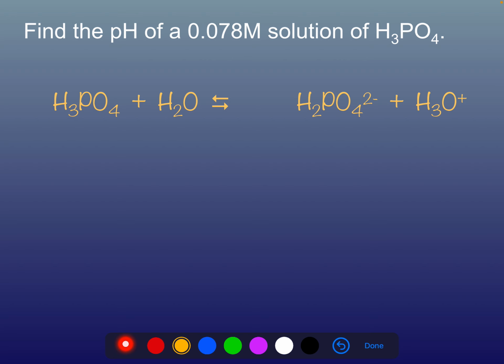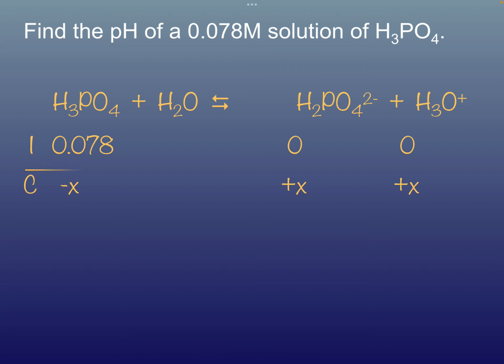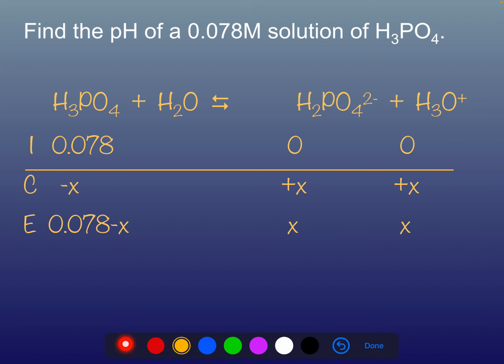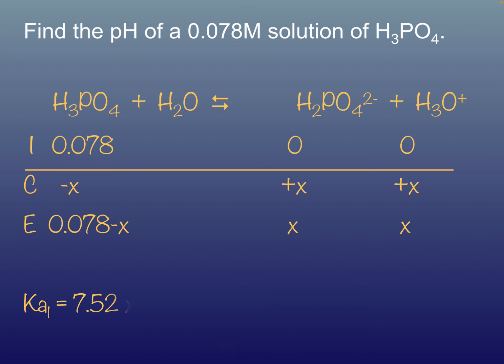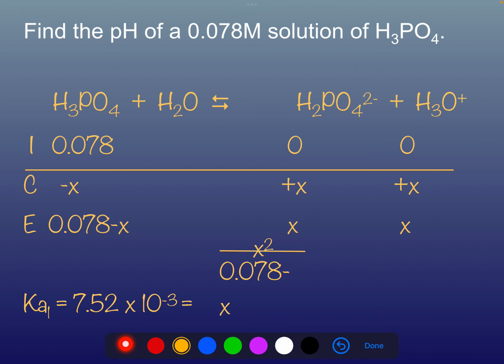We would record our concentrations, and we would expect the reactant to decrease by a factor of X. Our products would increase by a factor of X. Those we could plug into the K equation. So Ka for the phosphoric acid is 7.52 times 10 to the negative third. So that would be equivalent to X squared over 0.078 minus X.